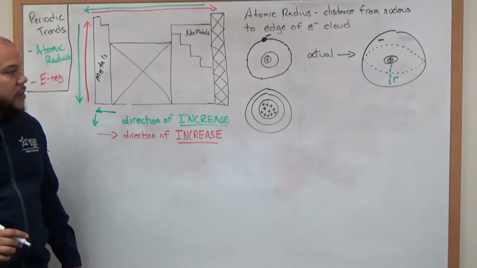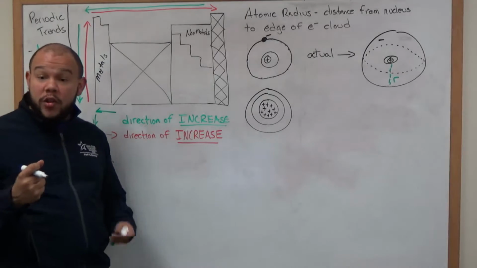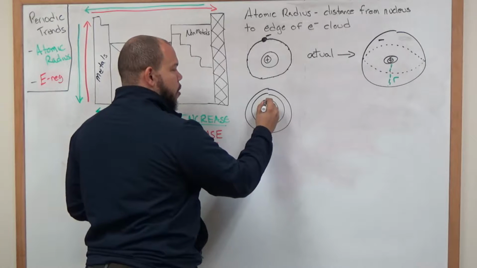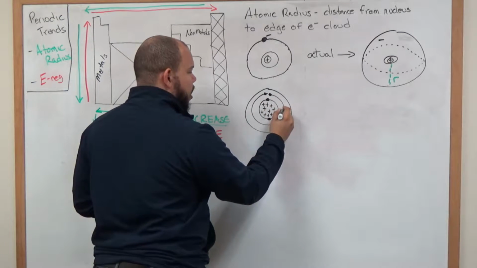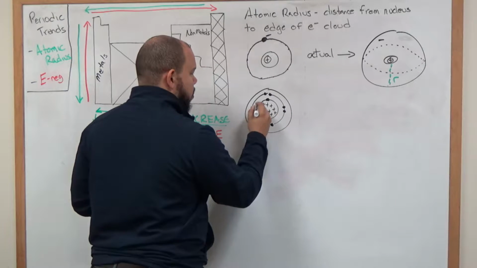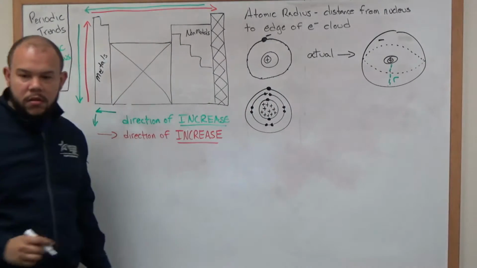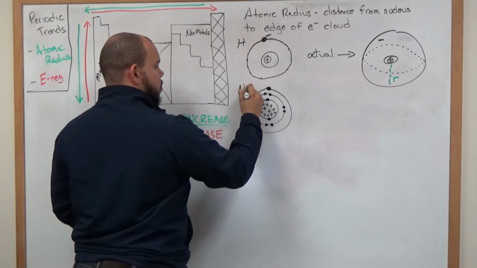It has a nucleus with 11 protons. So that's 11 positive charges attracting these electrons. If we look at the Bohr model, we notice that ground state sodium should have 11 electrons like such, right? And let me write this in. This is hydrogen. This is sodium.